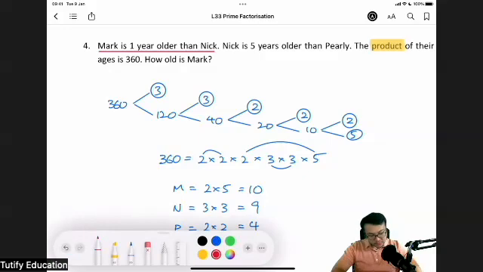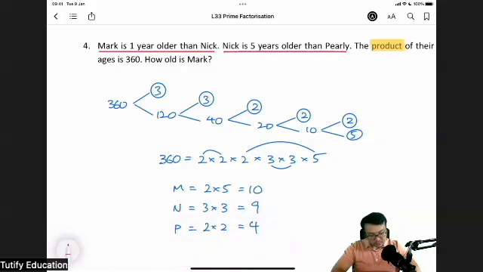So are we following the rules of the question? Yes. Because Nick is actually 5 years older than Pearly. Well done. You see? You got it on your first try, Kate. Good job. Any questions about this? How do you find it? Was it easy? Kate?